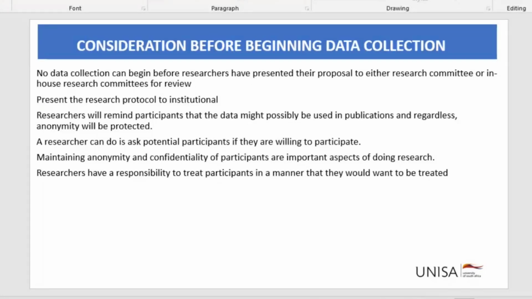Very, very important. You have a responsibility to treat participants in the way that you want to be treated. Now, some of the approaches to data collection, this is just sharing, there could be a whole number of them. So for me, I thought we could just share some of these approaches just to guide and assist you where possible. Data and methodology are, of course, intertwined.